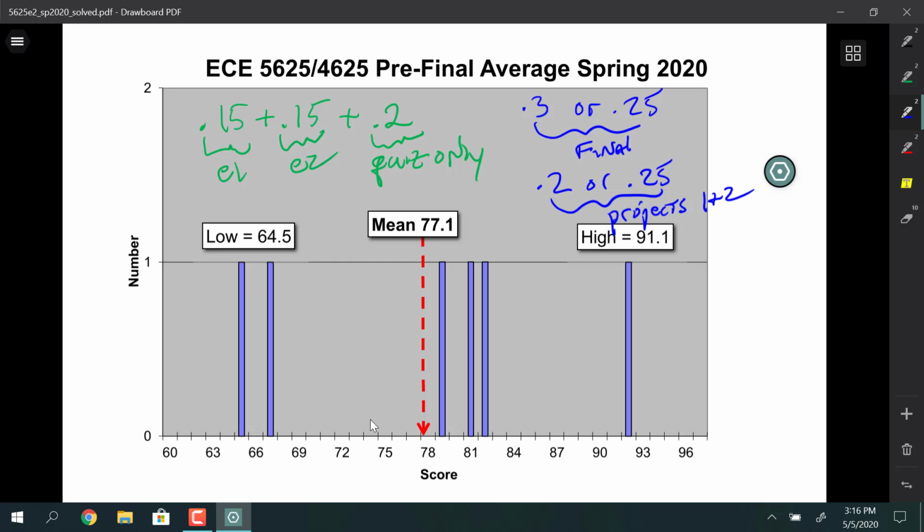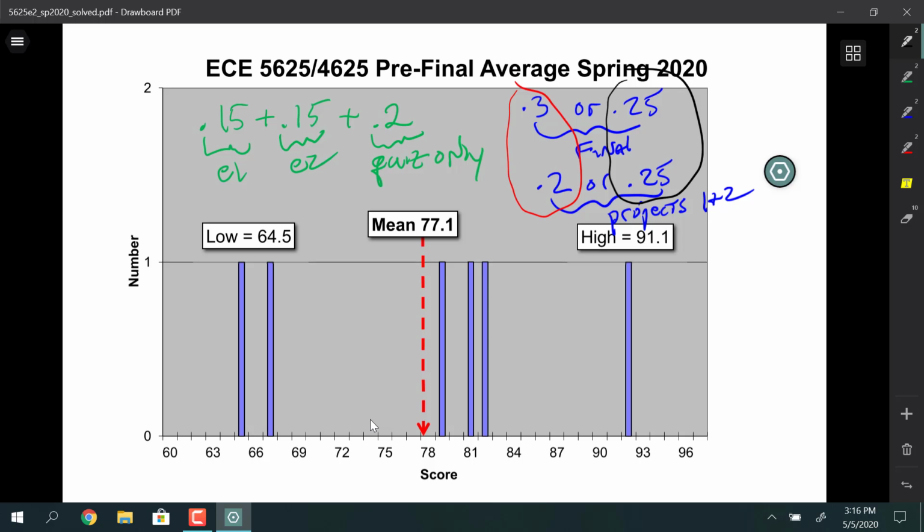And the way that I do this, just to review again, this is the nominal way that I do it, but if the project average is higher than what you do on the final, then I will count the project score grade category as 0.25 and drop the weight of the final to 0.25 rather than 0.3. So it's an optimization in my spreadsheet. I choose whichever of those 2 options gives you the best overall score.